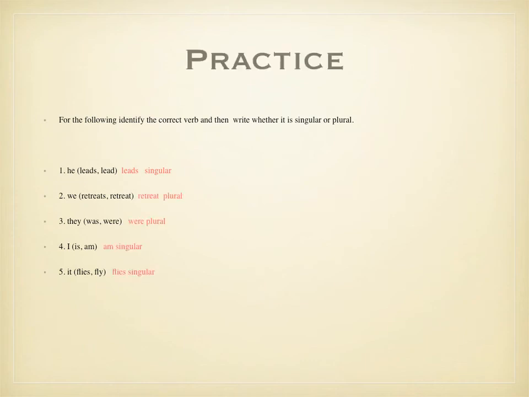And here are the answers. We is plural, refers to more than one person, and so it's going to be retreat, which would be the plural form of the verb. They is more than one. Were is the plural form of the verb to be. I is singular, and so that's going to use am. And it is singular, and so it's going to use flies. Again, notice that the singular form of the verb is ending in S. So let us move on.